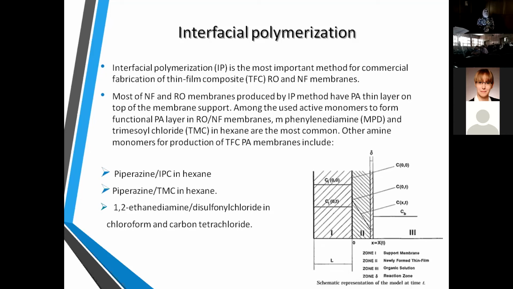This picture illustrates how interfacial polymerization takes place. We have monomer A in the reaction zone or in the support membrane, and monomer B in the organic zone. Monomer A will diffuse to the surface of the membrane and react in the reaction zone sigma with monomer B in the organic solution. So the polyamide layer will form at the interface of the membrane.